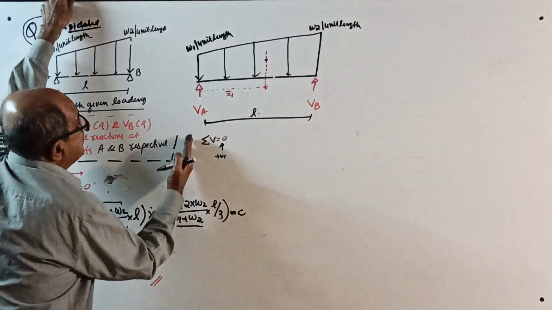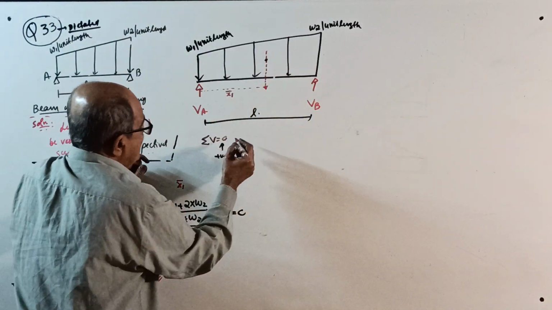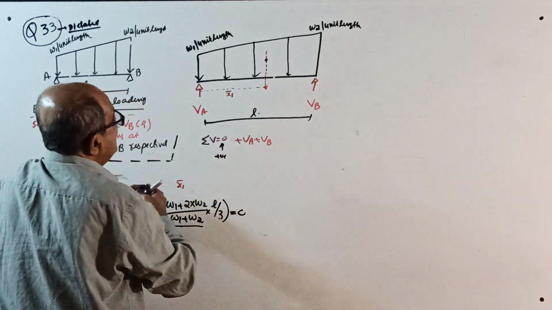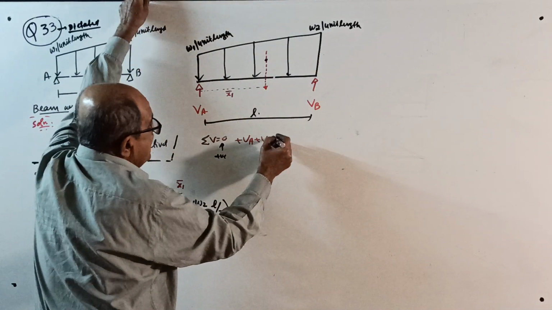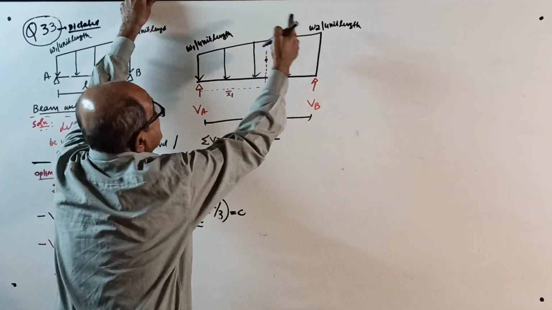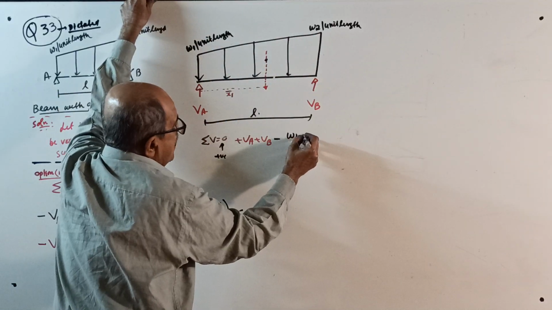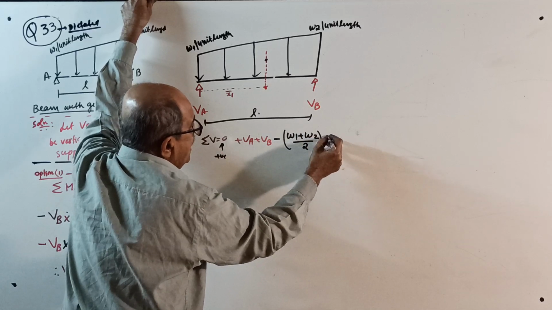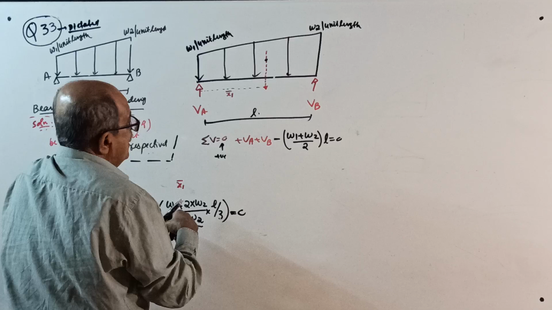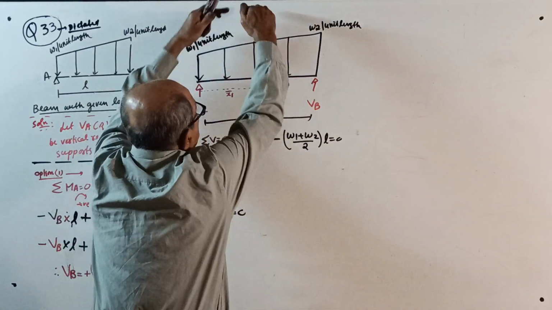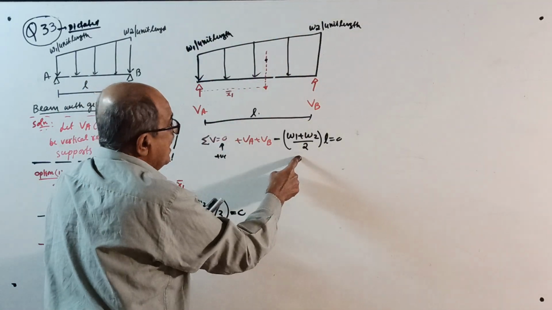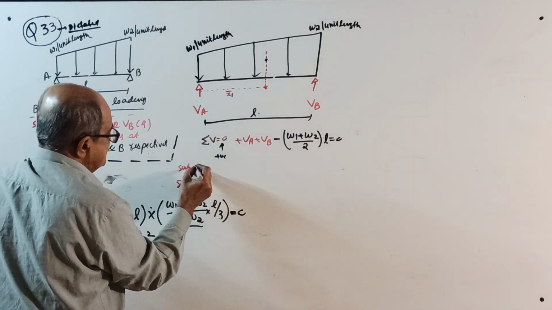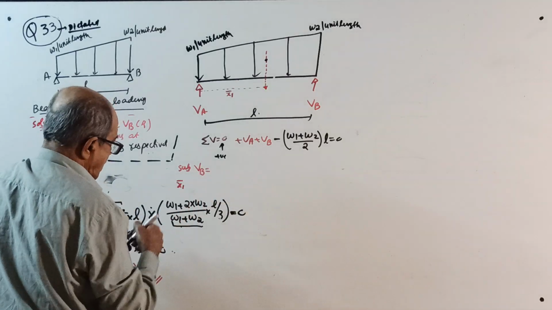Upward positive. Plus VA plus VB minus W1 plus W2 divided by 2 into L equal to 0. Upward load, total downward load is the area. Now, substituting VB equal to what you got?